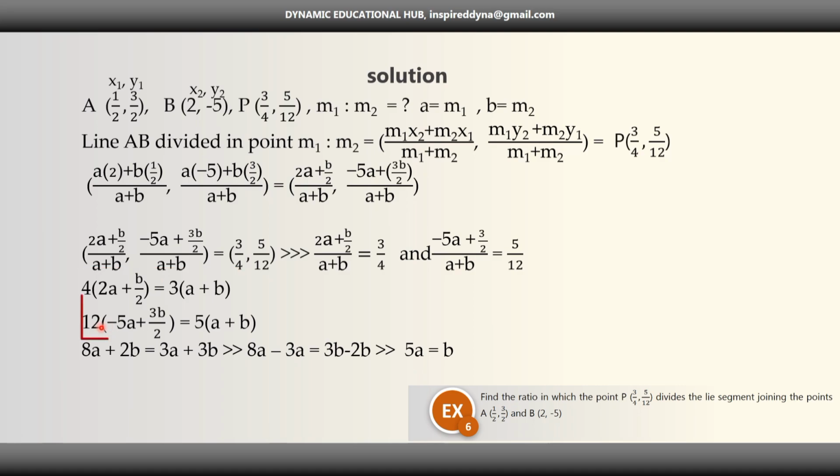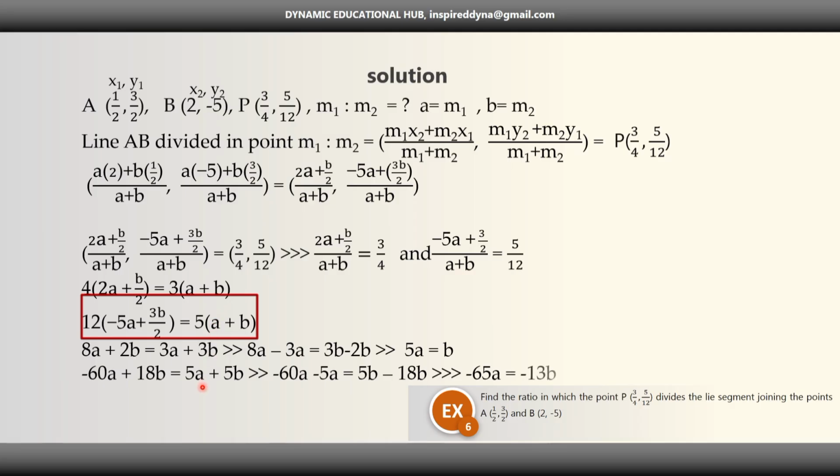Let's go ahead and simplify this. So use your 12 to expand this. So 12 multiplied by minus 5A, you have your minus 60A. 12 multiplied by this, 2 in 12, you have 6. 6 times 3, you have 18. That's why you have the plus 18B. So 5 multiplied by A, 5A. 5 multiplied by B, plus 5B.